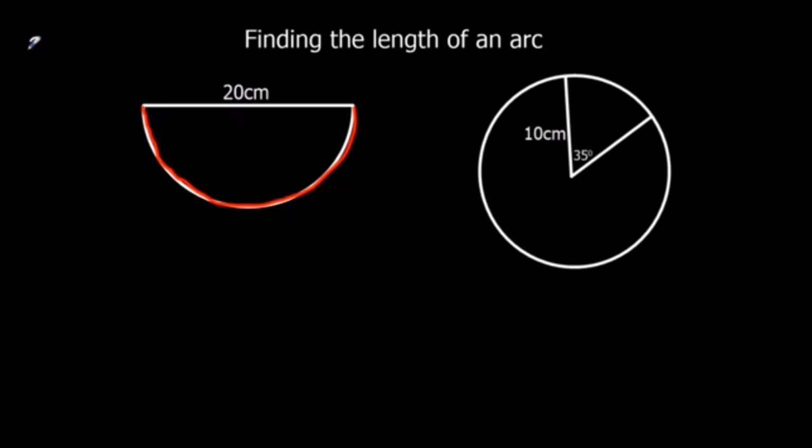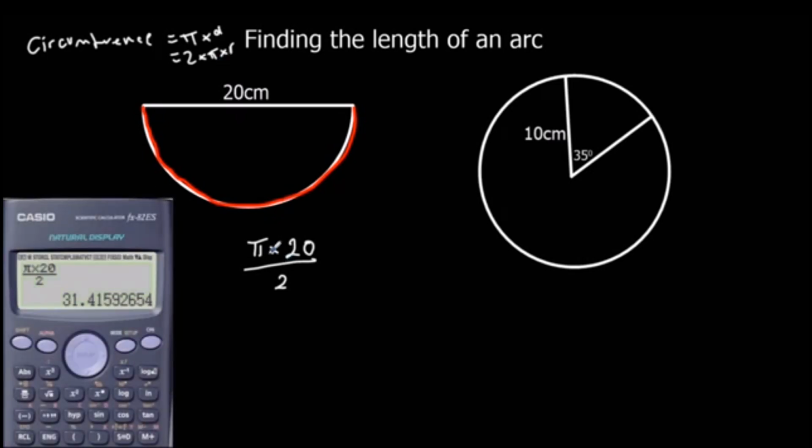If you remember, the circumference of a circle is pi times the diameter, or 2 times pi times the radius. So pi times the diameter, which is 20 in this case, pi times 20, and because I've got half a circle, I just need to halve my answer. So pi times 20 divided by 2 will give me an arc length of 31.4 centimeters to 1 decimal place.